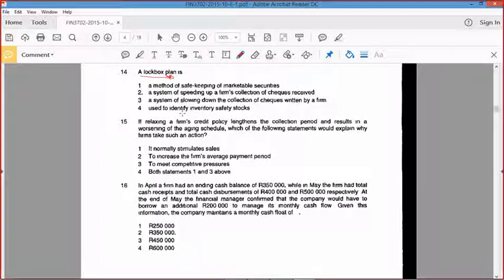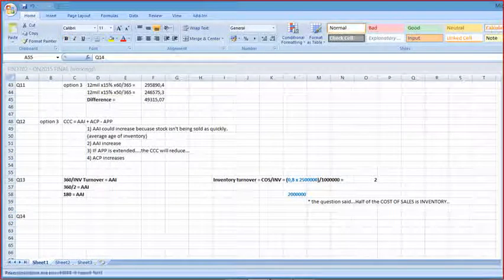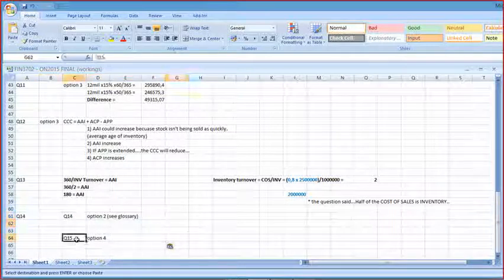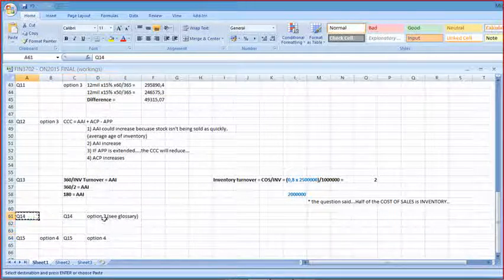Okay, so was that right? Let me just check. Yeah, option 2, glossary. That was the one that was correct. Okay, so you could maybe eliminate some of the options and then land up with the correct one. Okay, 15 was also theory, so I'm just going to put that answer there as well. Let's do this.